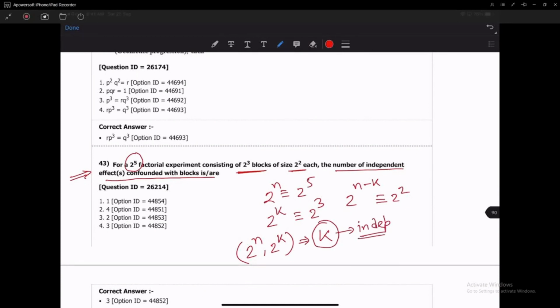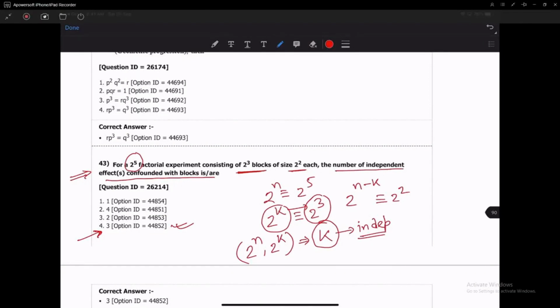So you can get k independent blocks. Here k is basically 3, you can understand 2 to the power k is 2 to the power 3, so that's why k is basically 3. So the fourth option, which is 3, will be the correct option. The number of independent effects confounded with blocks is exactly 3, which is the value of k.